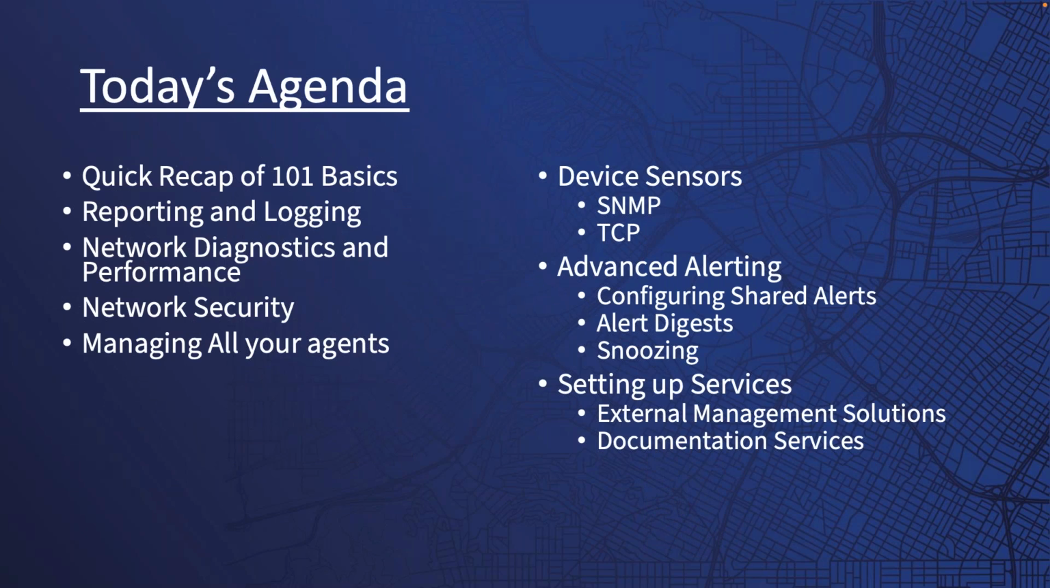In today's discussion, we're going to do a quick recap of the 101 stuff that we talked about, just for those that may not have heard that, but we're not going to go into great detail there. We'll talk a little more about reporting and logging. We'll talk about network diagnostics and performance and how you can utilize some of those features within Domotz to either validate or check how your system is performing. We'll touch on network security and how Domotz helps you with that. Of course, that could be a whole 301 class if we wanted, but we'll just hit the highlights on how you can use it quickly.